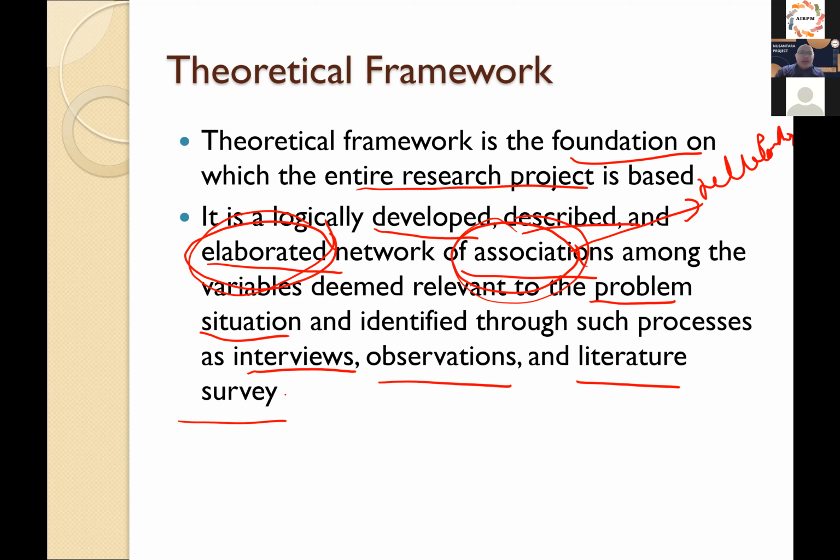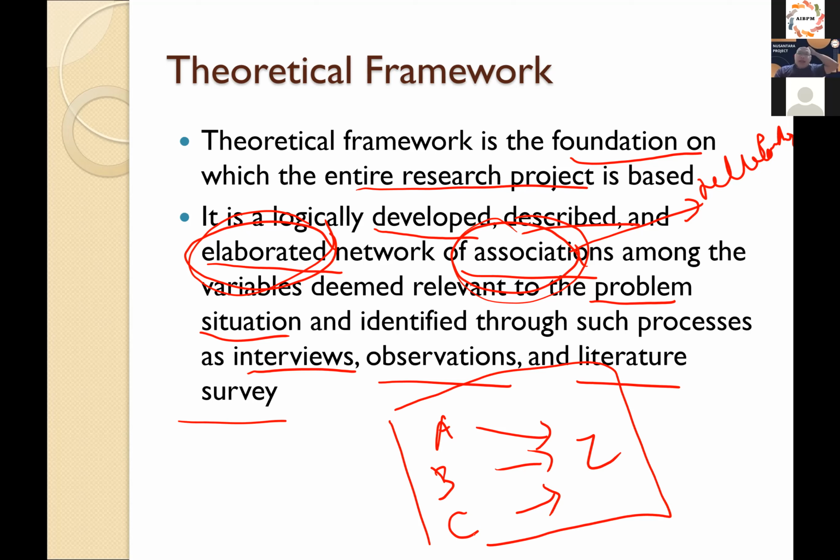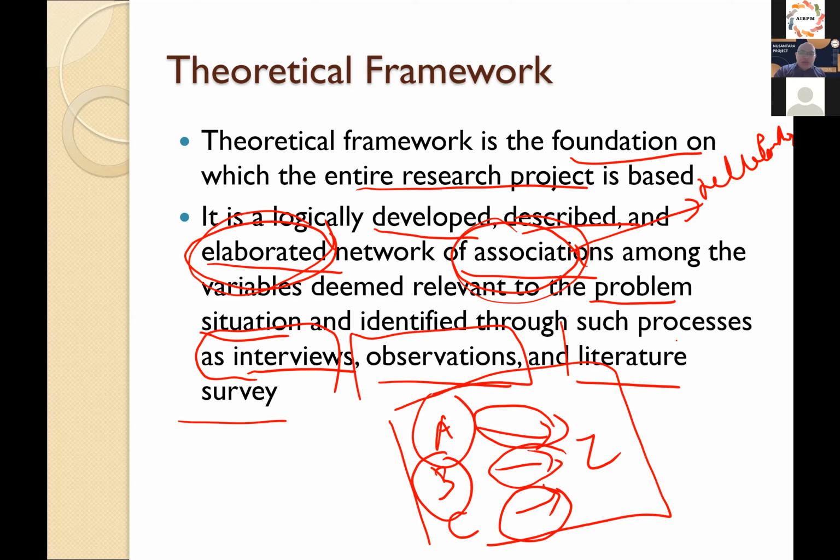What does that mean? Like just now, we have A, B, C affecting my DV. Let's say my DV is Z. A affects Z, B affects Z, C affects Z. This is my framework. So I need to explain why A affects Z, why B affects Z, why C affects Z, in detail. But how do we know A is affecting, B is affecting? No one tells you in the real world. So you can know from the interview process, from your observation, or from the literature that you review.